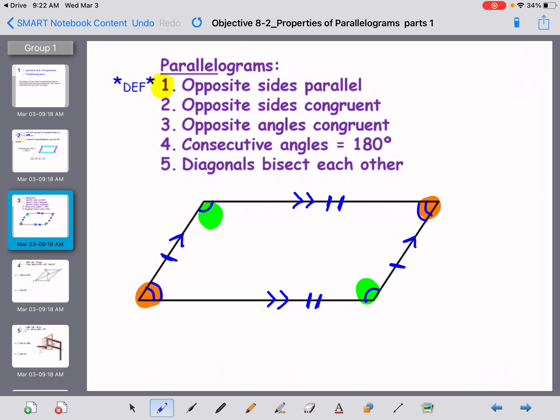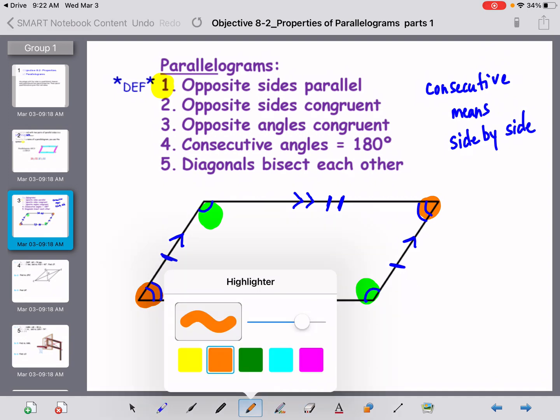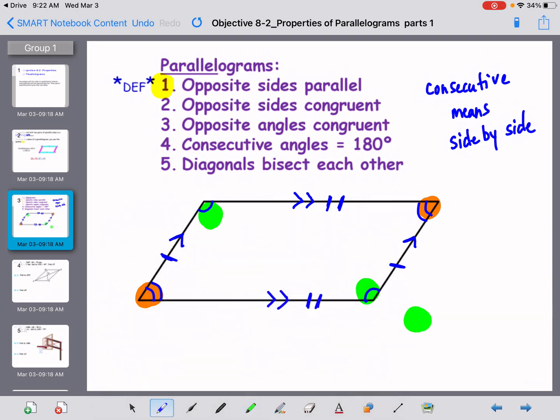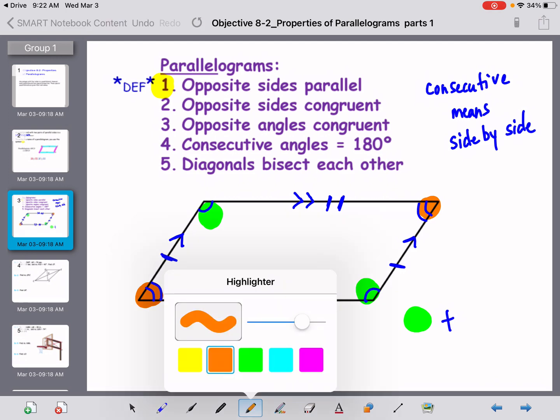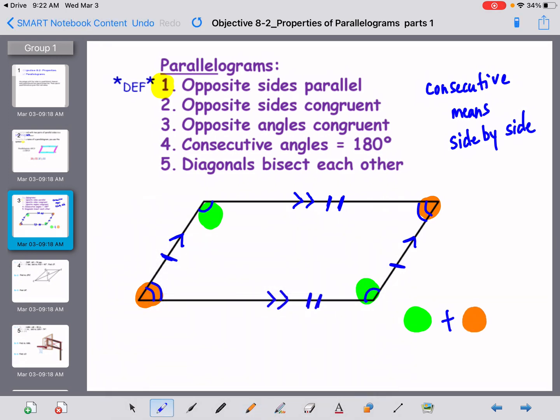Consecutive angles. Do we remember what the word consecutive means? Consecutive means side by side. So basically what it's telling me is that the green angle plus the orange angle would equal 180. So let's do some little note taken down here. The green one plus the orange one would equal 180.